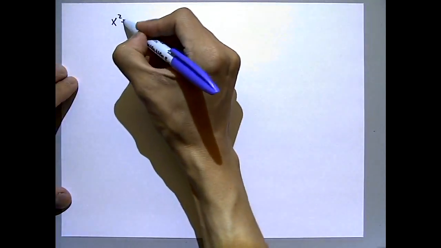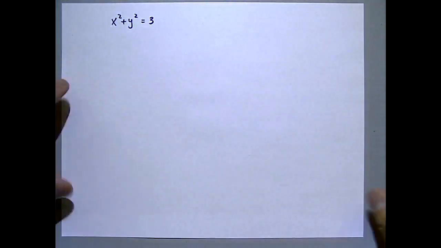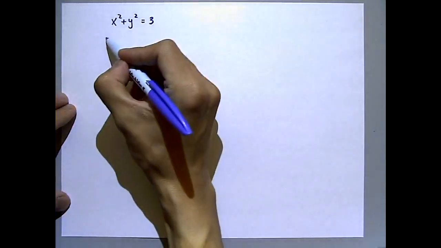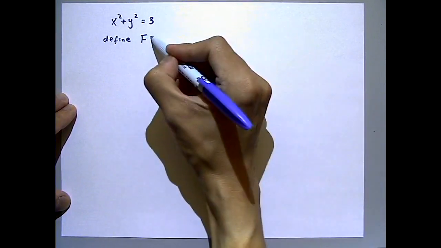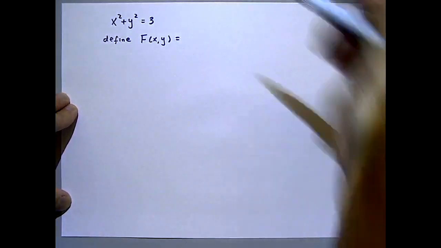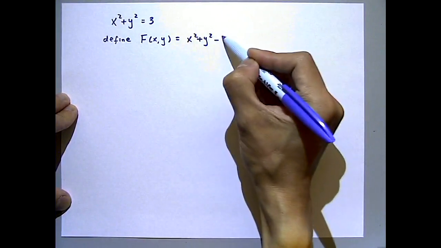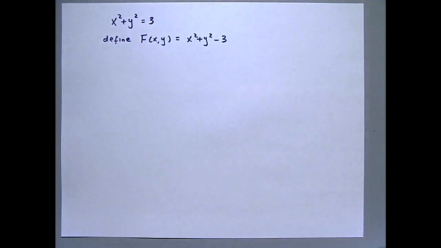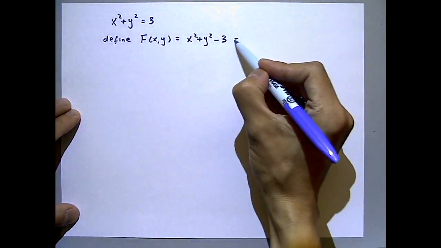Okay, first I'm going to rewrite that function I just wrote down. x squared plus y squared is equal to 3. And I'm going to define a new function. I'll define a function called capital F that's a function of x and y. And capital F is this function with everything brought to one side. So x squared plus y squared is equal to 3. I'll define a new function, x squared plus y squared minus 3. And we know this is always going to be equal to 0.